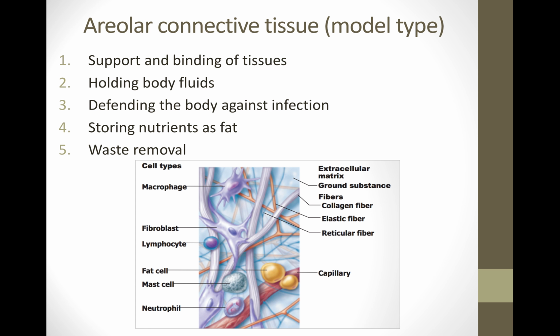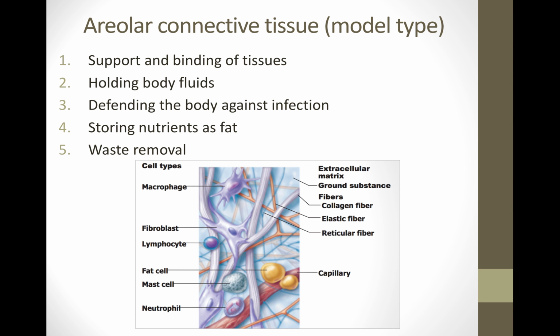So let's talk about areolar connective tissue, which is typically used as the model type. This type of tissue basically has all the types of cells that you can have. If you look at the picture that I have presented on the bottom, you can see macrophages, fibroblasts, your leukocytes, lymphocytes, mast cells. Everything is present inside the areolar tissue. It's a very generic type of tissue.